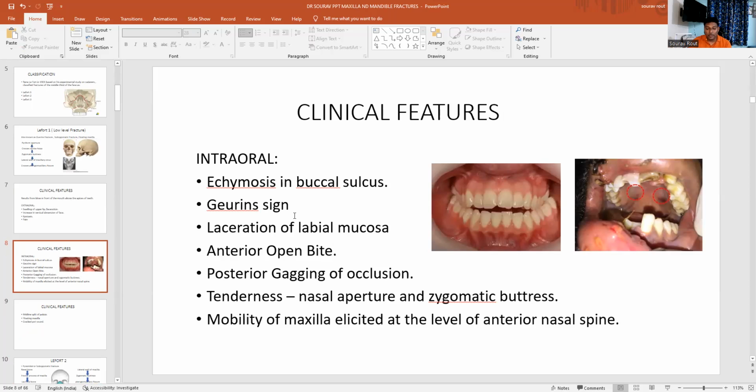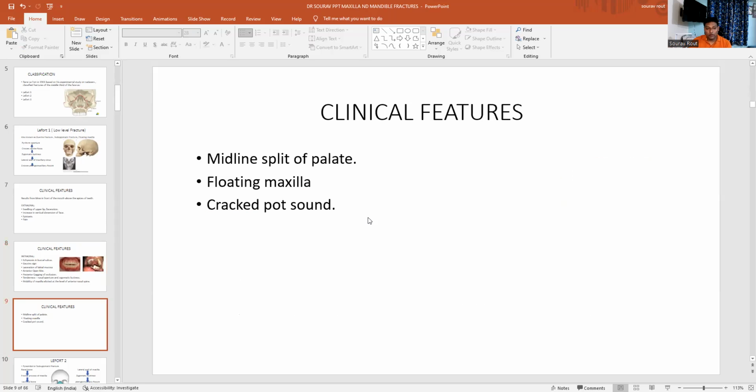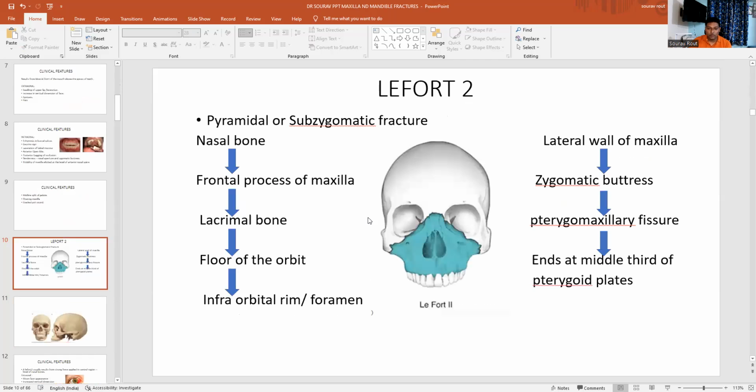Guerin sign. What is Guerin sign? We have to know that. And laceration of the labial mucosa. It can have anterior open bite, posterior gagging of occlusion, tenderness around the nasal aperture and the zygomatic buttress, and mobility of the maxilla elicited at the level of the anterior nasal spine. Another clinical feature we can have associated with that is a mid-palatal split. And as we know, when floating maxilla happens on both sides, we can have a cracked pot sound.